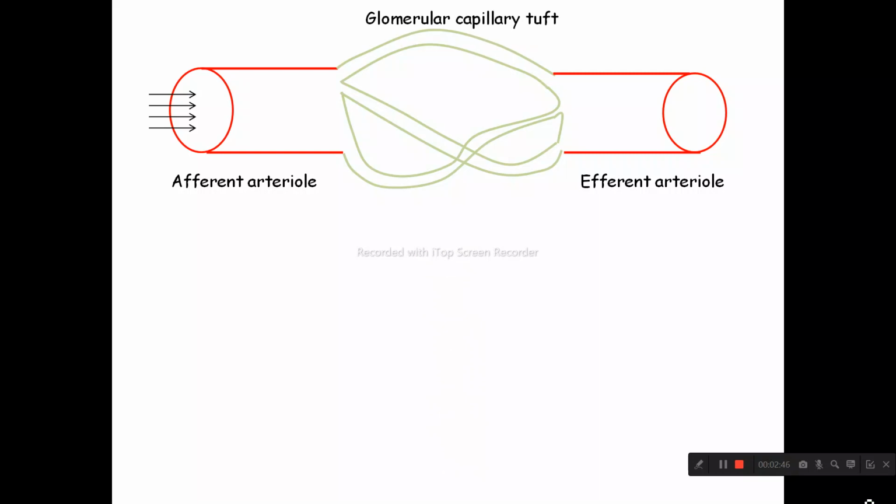I have shown only 3 loops of capillaries here, but in actual it breaks down into many loops of capillaries, and these anastomosing channels meet up to make the efferent arteriole. Okay, and this glomerular capillary tuft is made of very specialized capillaries, because you can see they are fed by an arteriole and they are also drained by an arteriole. So they have a very high pressure system.